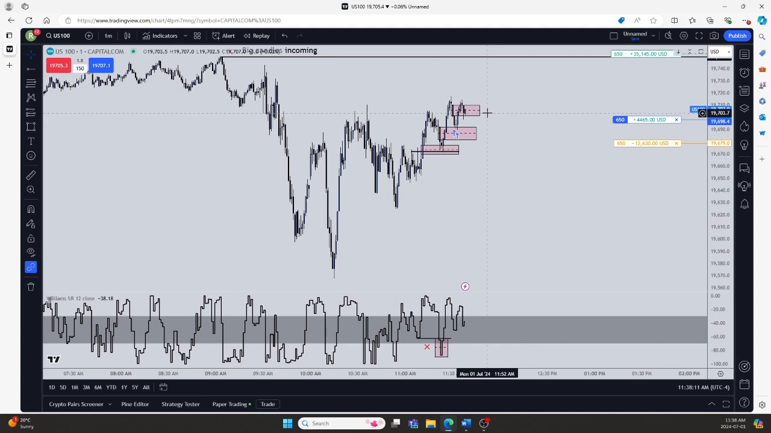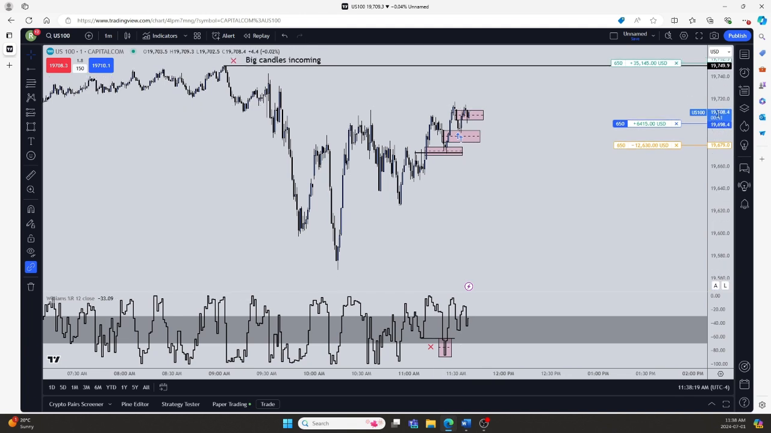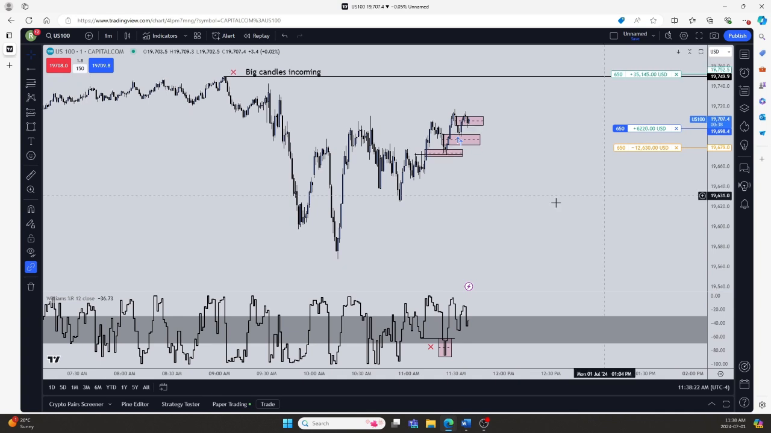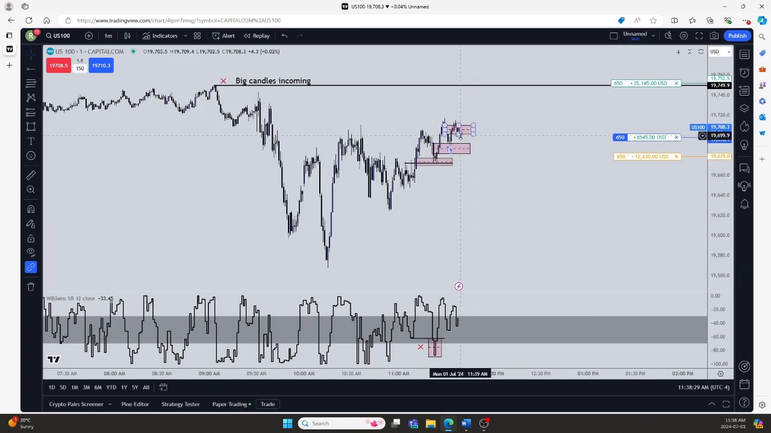And now we kind of want to see this engineered buy side taken out with a lot of speed. We don't really want to see price waste any more time in this area. The longer it spends in here, the more likely we're going to get stopped out. So we're going to get an expansion here very, very shortly, and hoping it'll be in our direction.